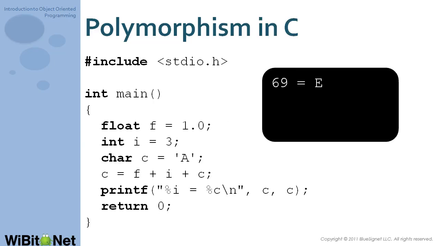So for example, if I take this C program here, I have float f equals 1.0, integer i equals 3, and character a. We know a character is the same thing as an integer, but a float is not the same thing as an integer. So why is it that when I do c equals a float plus an int plus a character, that equals a number? Well, that's because these are able to be compared because of that small aspect of polymorphism that exists in the C programming language.